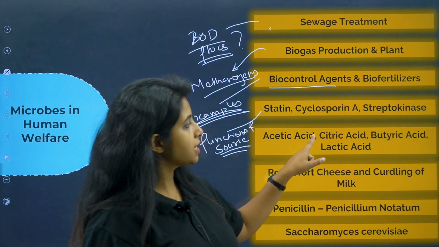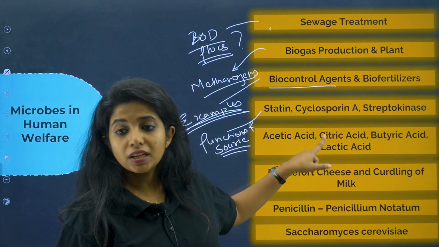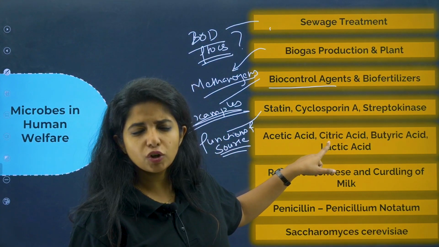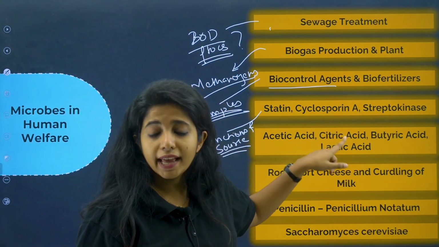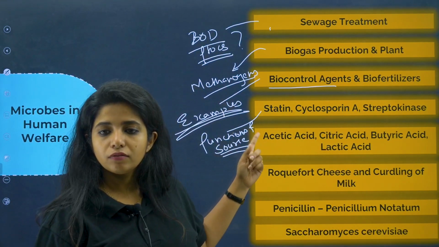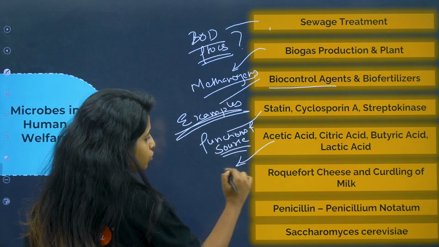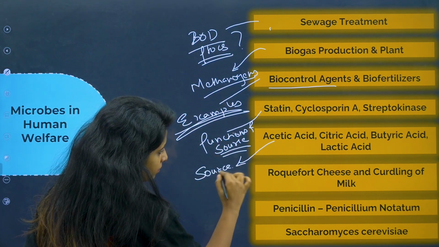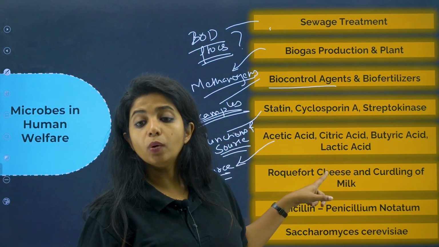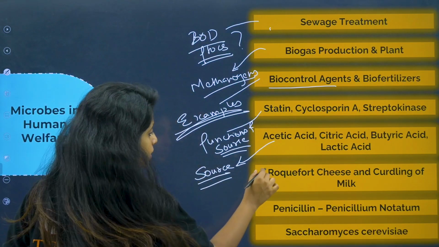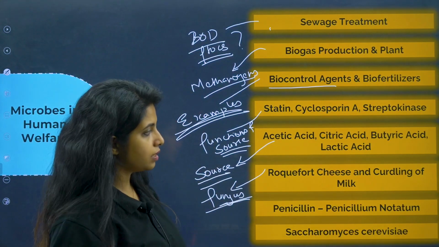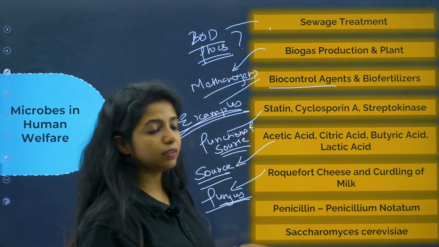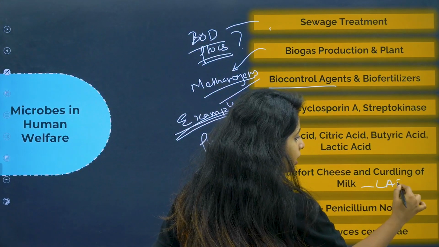Now acetic acid is released by Aspergillus niger, citric acid by Acetobacter aceti, butyric acid by Clostridium butylicum, lactic acid by Lactobacillus. Again, you should know the source over here. Roquefort cheese, how is it ripened? With the help of fungus. Curdling of milk, how is it possible? With the help of lactic acid bacteria, my dear children.